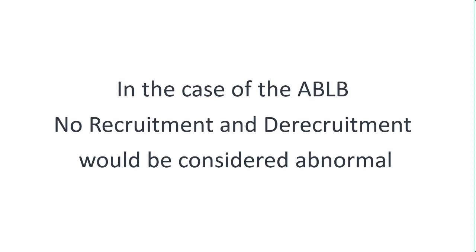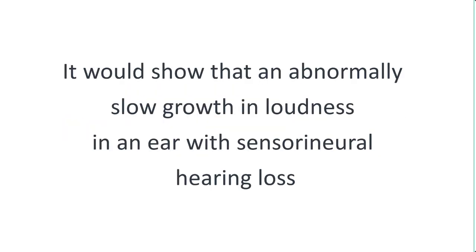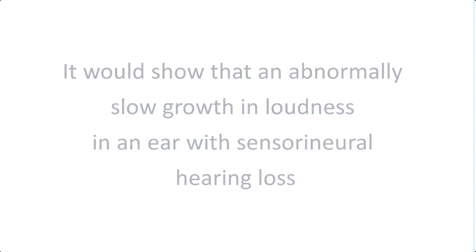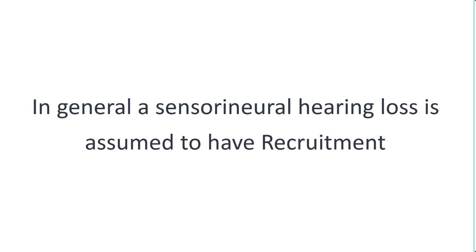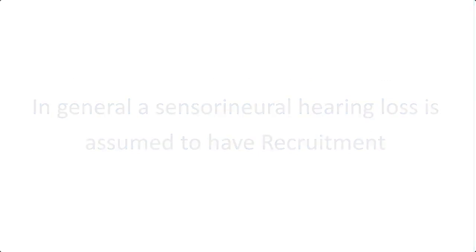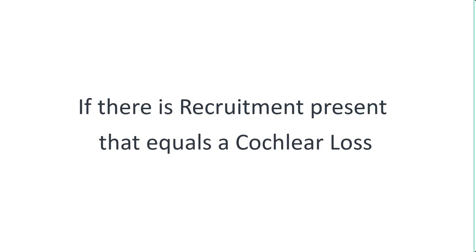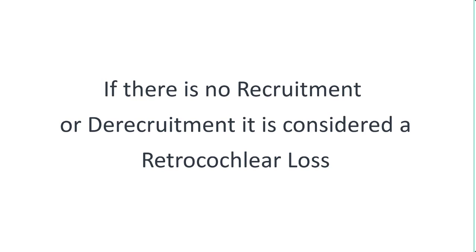In the case of the ABLB, no recruitment and derecruitment would be considered abnormal because it would show an abnormally slow growth in loudness in an ear with sensory neural hearing loss. In general, a sensory neural hearing loss is assumed to have recruitment. So if there's recruitment present, that equals a cochlear loss. If there's no recruitment or derecruitment, it is considered a retrocochlear loss.